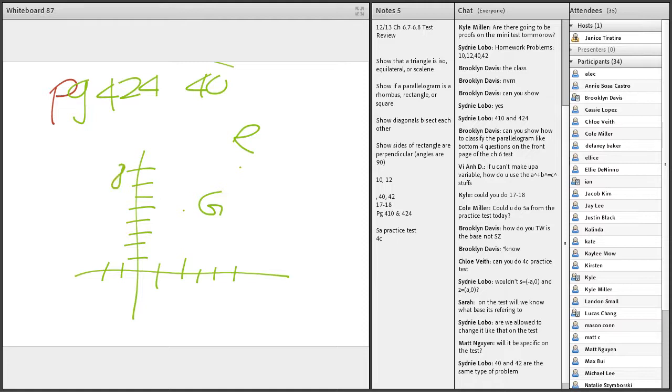So this is 8. This is 5. 1, 2, 3, 4. 12. Right here, that is A. And then D is negative 5, 9. Okay, so I know my graph is not accurate because the grid is not too great, but here is my quick visual.